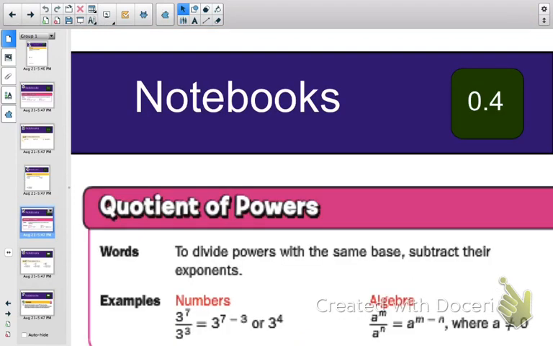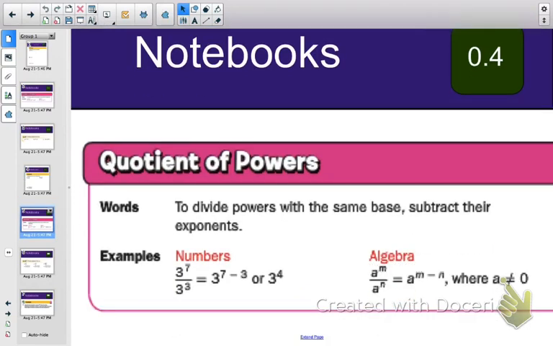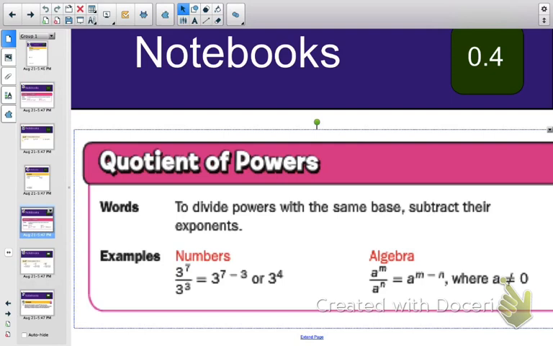So again, the rule here: to divide powers with the same base, you subtract the exponents. So that's the quotient of powers. Quotient means division. For example, 3 to the 7th divided by 3 to the 3rd, you still keep your base of 3, but then you subtract the exponents, 7 minus 3. So we get 3 to the 4th. And again, you always do the top minus the bottom.